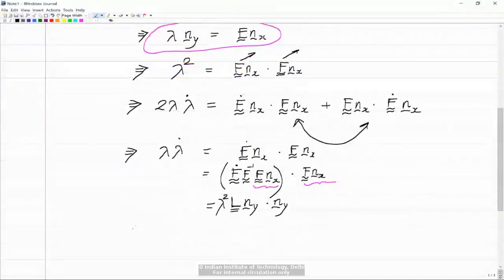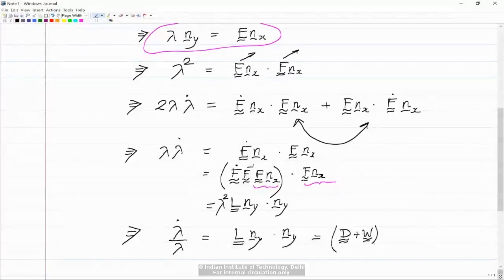Let's divide by lambda square on both the sides, and then what we have is lambda dot by lambda equal to L times ny dot with ny, isn't it? And we can further write it as L as d plus w, right? Ny dot with ny, which is equal to d times ny dot with ny.